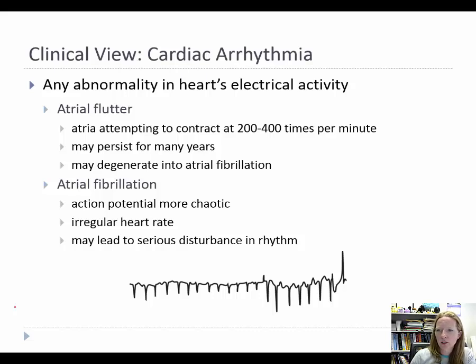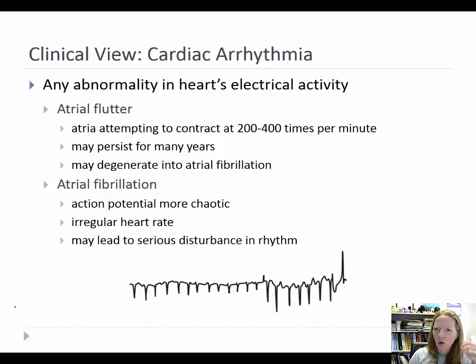An atrial flutter is exactly what it sounds like, where the contracting is very arrhythmic. The atria are attempting to contract, and it says it's attempting to contract at 200 to 400 times per minute. So what happens is that they are contracting so much faster than the ventricles are contracting. So usually you have about, I think, 4 atrial flutters per one nice ventricular contraction.